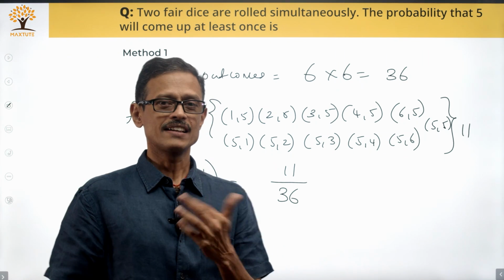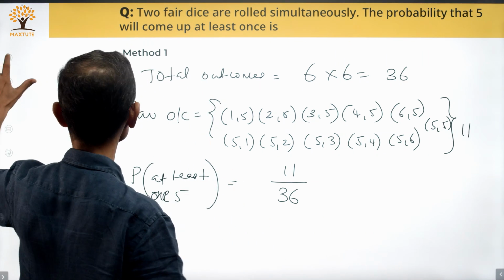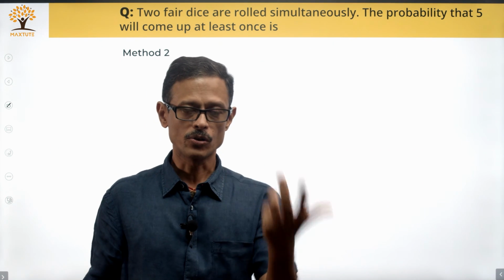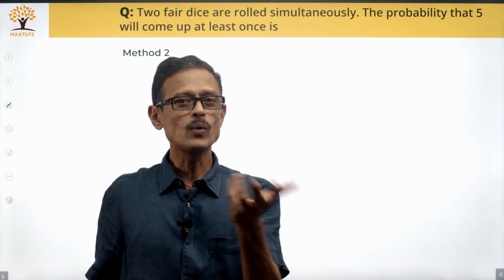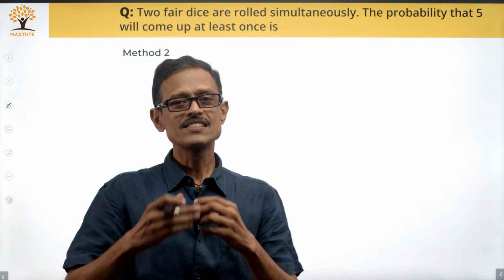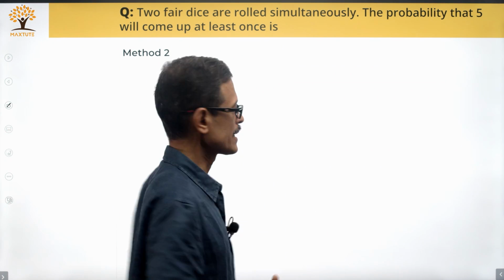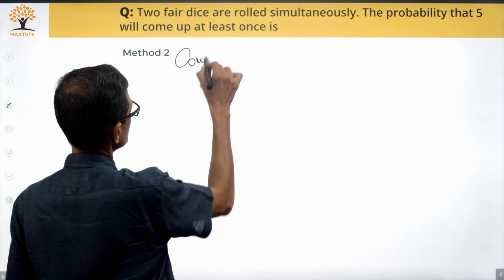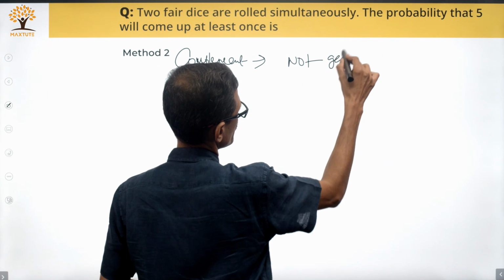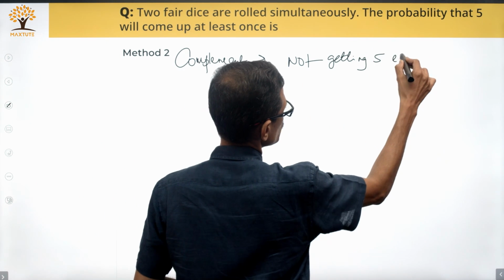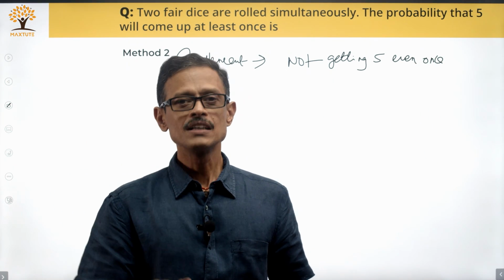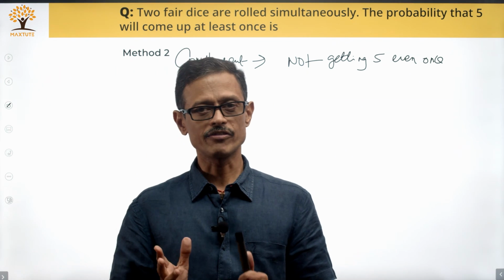Let's do it a little differently, just to say that there is an alternative method that exists. Now, what is the opposite of getting at least one 5? You're rolling 2 dice, you need to see at least one 5. You can have a 5 in the first die or in the second die or in both. The opposite of that is not getting 5 in any of the dice. So the complement for us is not getting 5 even once, which means the first die is going to show us a number which is not a 5. The second die will also show us a number which is not a 5, right?